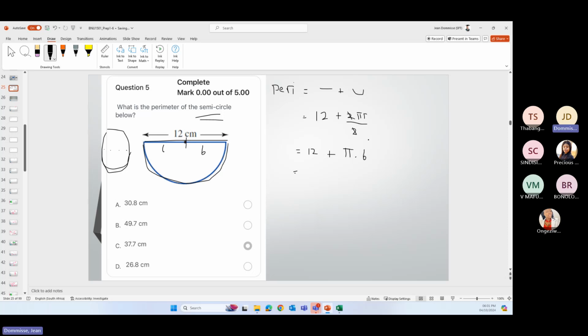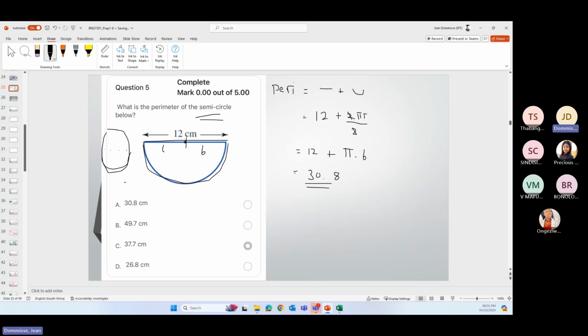Okay, so now we need to check pi. If it's not on your calculator, what I normally do is to take 22 divided by 3. So 22 divided by 3 times 6 gives me 18.85. And if I add 12 to that, I get 30.8.